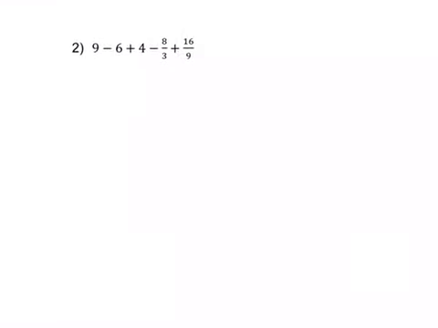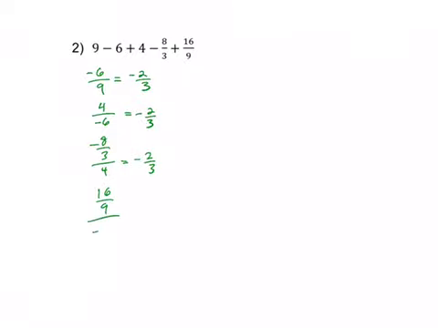Okay, my next one. Again, I'm going to check if it's geometric. So I'm going to divide -6 by 9, the second one divided by the first one. So this is -2/3. The third one divided by the second one, so this is -2/3. The fourth one divided by the third one, so this is -2/3. And the last one, 16/9 divided by -8/3, so this is -2/3. So my ratio on this exercise is -2/3, right?